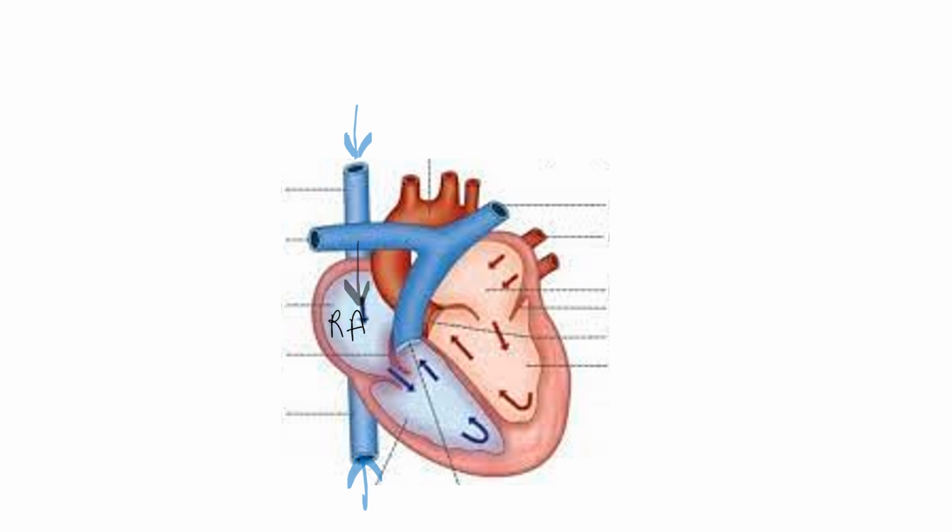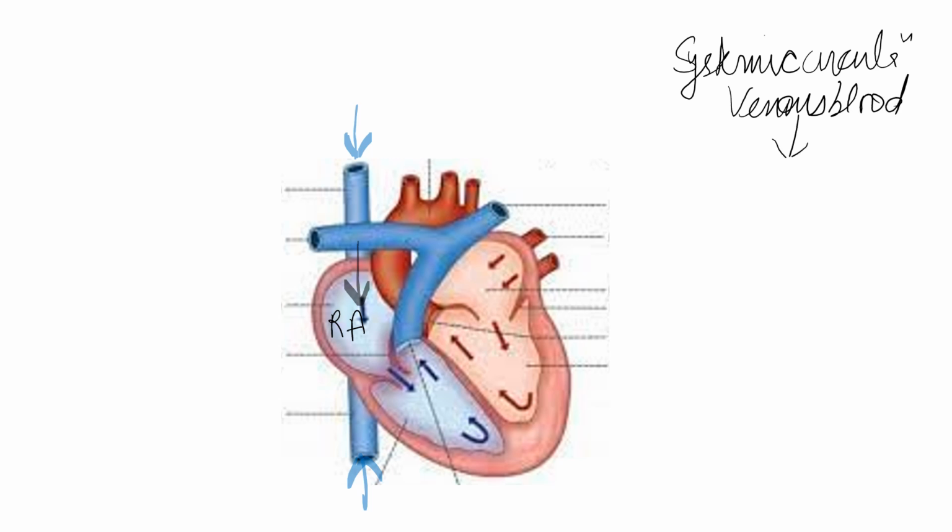So first of all, systemic circulation. This venous blood comes to which? Right atrium. From the right atrium it goes to the right ventricle. From the right ventricle it goes to the lungs. Are you getting me? From the right atrium it comes to the right ventricle. You have written right ventricle. Then from the right ventricle it goes to the lungs via the pulmonary artery.